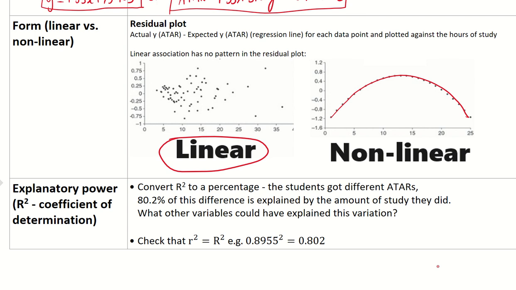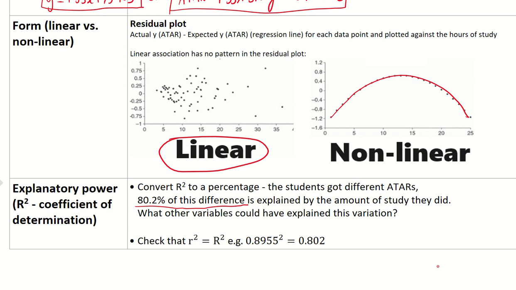The students that we surveyed, they all got different ATARs. Okay, why did they get different ATARs? What could explain that? Does the hours of study explain it? Well, 80.2% of the difference in people's ATARs, the variation in their ATARs, is explained by the amount of study they did. That's what this R squared value tells us.